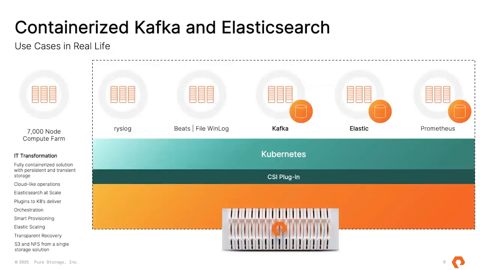So I've talked abstractly about these benefits. I want to talk briefly about a real life example of one of our customers who's using the combination of Kafka and Elasticsearch along with Prometheus. Kafka and Elasticsearch is a very common pairing that we see with our customers, hence the focus on those two applications. And what they're doing is using Kafka and Elasticsearch in Kubernetes on a FlashBlade to monitor their large 7,000 node compute farm.